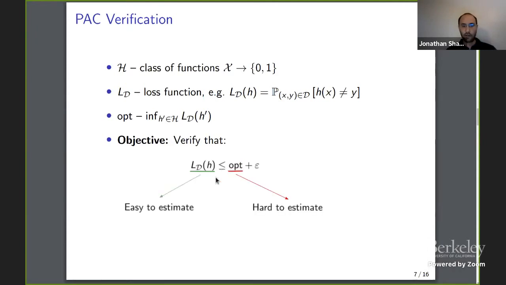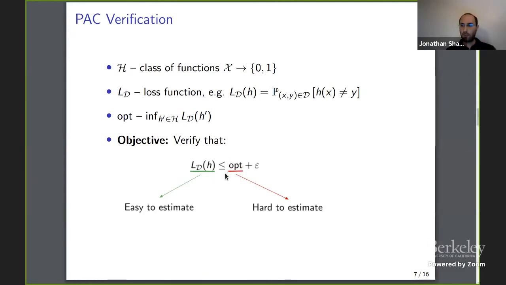As I said earlier, estimating the loss of the particular hypothesis provided by the prover is relatively easy from Hoeffding's inequality. You can take a small number of samples and that would be a good estimate. However, it's much harder for the verifier to know what the value of opt is, because opt involves the losses of all the hypotheses in the class H, which might be a big and complicated class. And that's where the prover comes in. The prover basically needs to convince the verifier that opt is large enough to satisfy this inequality.